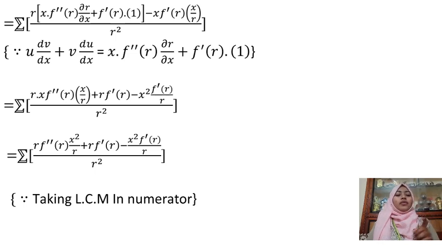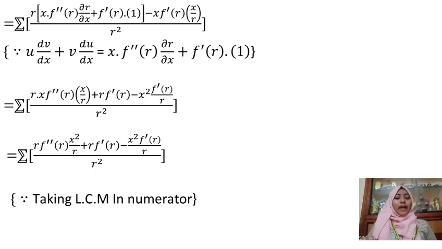To x into f dash of r, we apply this formula. We write x as u, d by dx, v is f dash of r. After differentiating f dash of r, we get f double dash of r, and r is an internal term, so dr by dx, plus v f dash of r. We differentiate x with respect to x, we get 1. So minus x into f dash of r into x by r. We have made no changes to this term.